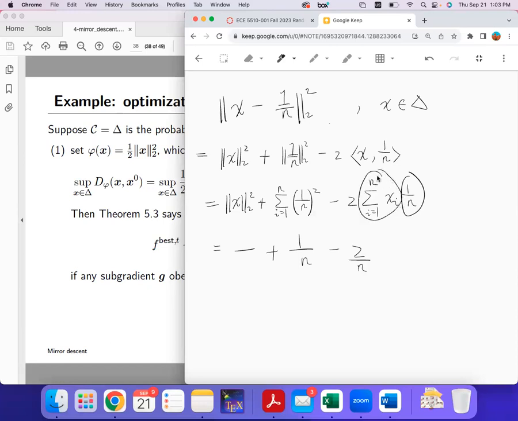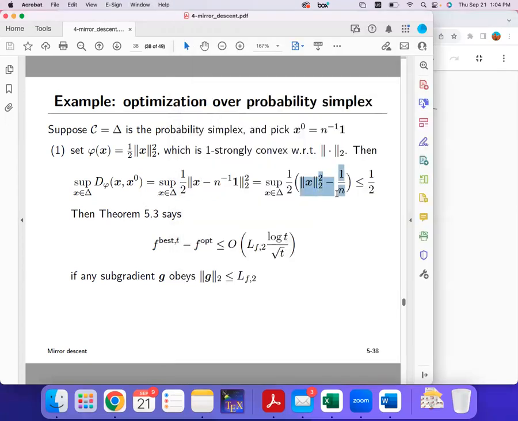Now this summation right here is the critical thing. x is in the simplex set, so the summation must be 1. So this gives plus 1 over n minus 2 over n. So this gives the squared norm of x minus 1 over n. It's tricky. You need to utilize the fact that x is constrained in the simplex. So you can simplify it.